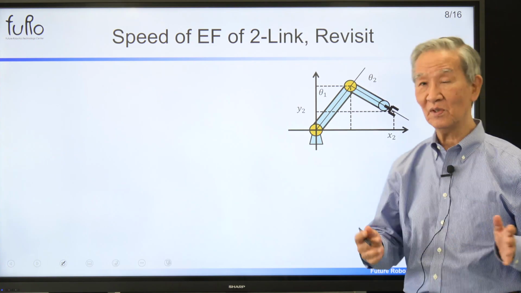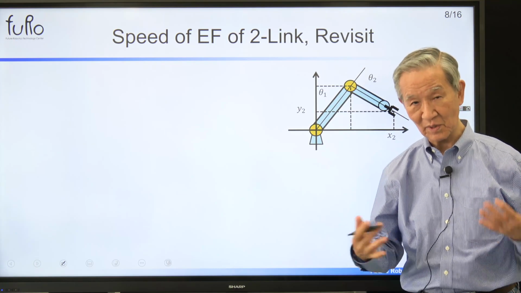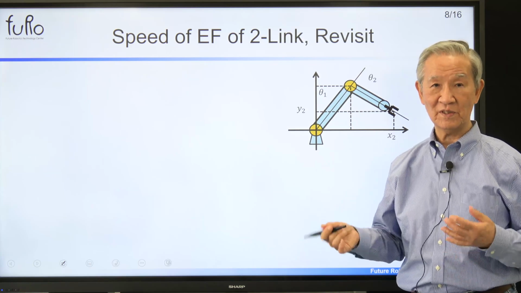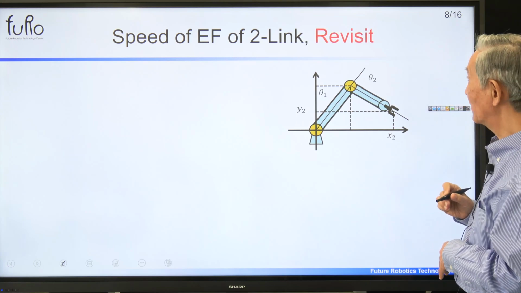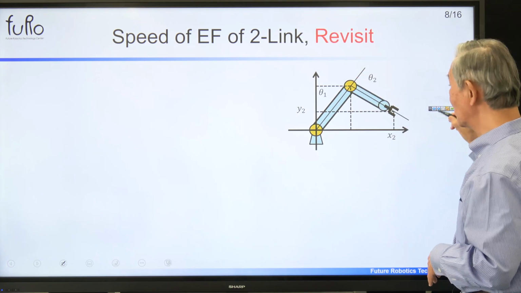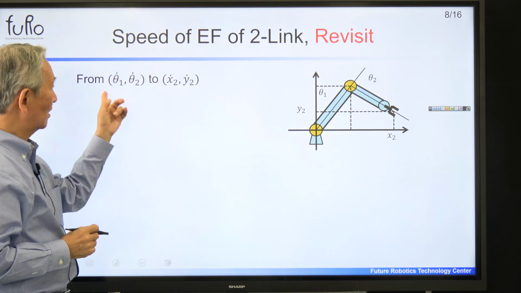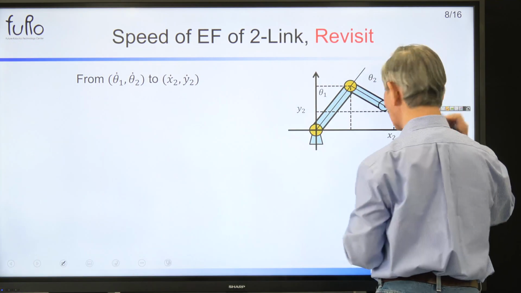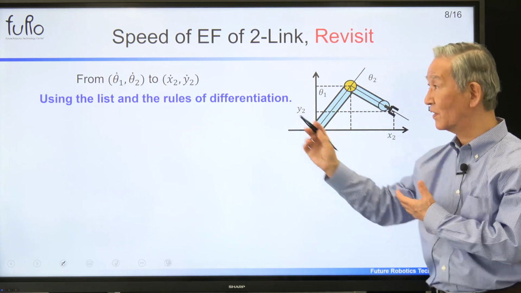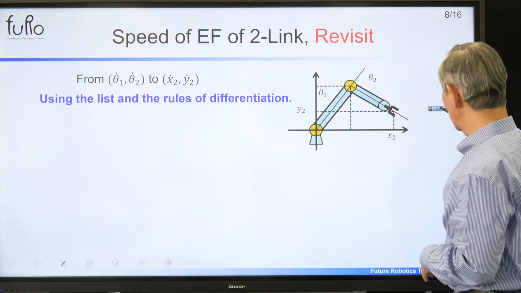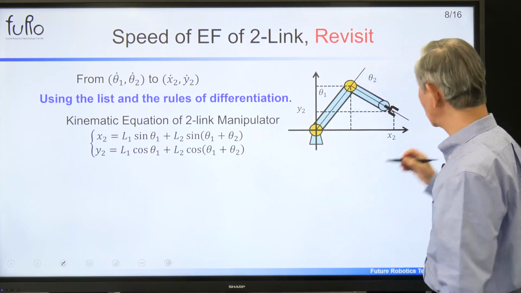Okay, so we know what the Jacobi matrix is and what Jacobian is, what the singularity is. So that's pretty much the end of what we need to do. But let's revisit that speed of the end effector here. The reason for that is that we can compute x2 dot, y2 dot from theta 1 dot, theta 2 dot directly. Using the differentiation table and the rules of differentiation, we can compute those directly without going through the computation of partial differentiations. Okay, let's get started from the same point here.